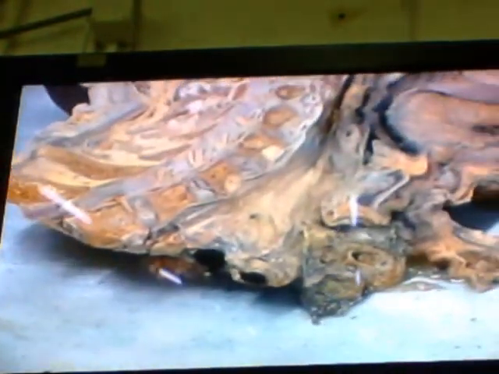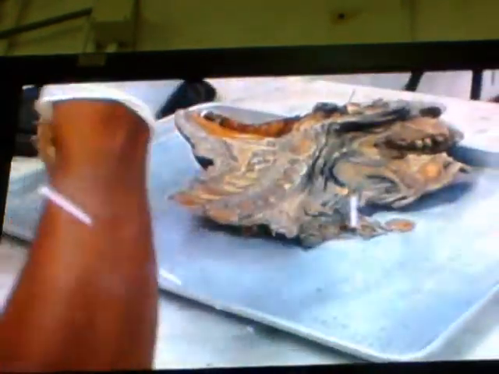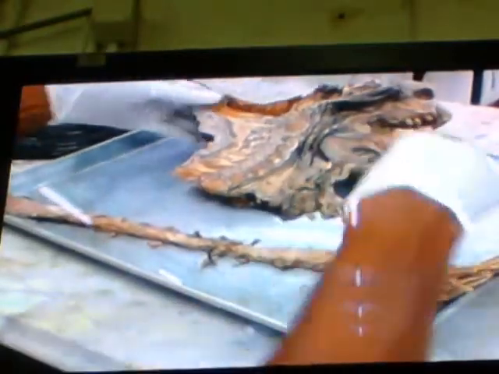Okay, let's move on to something. All right. So we have here the spinal cord.